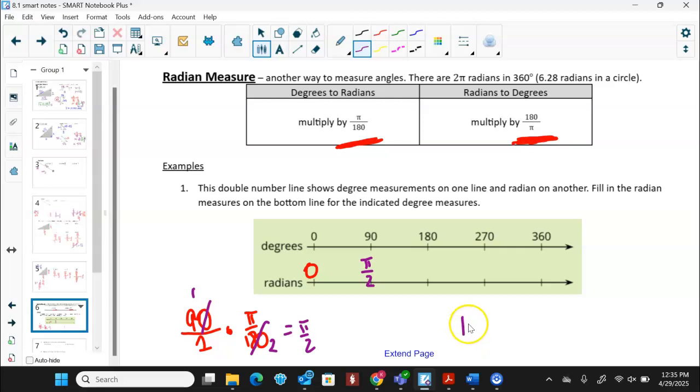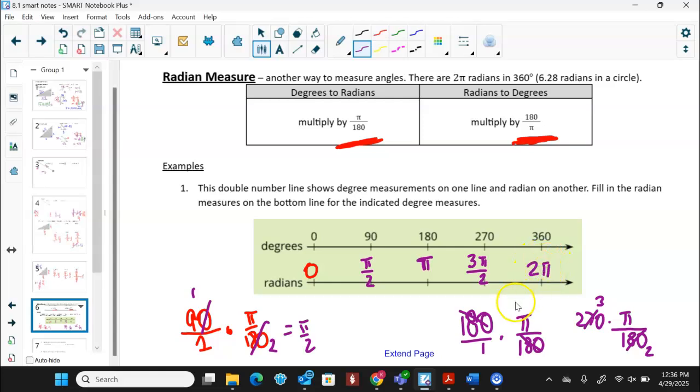Then we're going to go 180 over 1 times pi over 180. So the 180 is going to cancel out, so this is going to be a pi. Then 270 times pi over 180. So these are going to simplify. This is going to be a 3, and this is going to be a 2 if we divide it. And so you're going to have 3 pi over 2. And lastly, 360 over 180, that's going to be 2 pi.